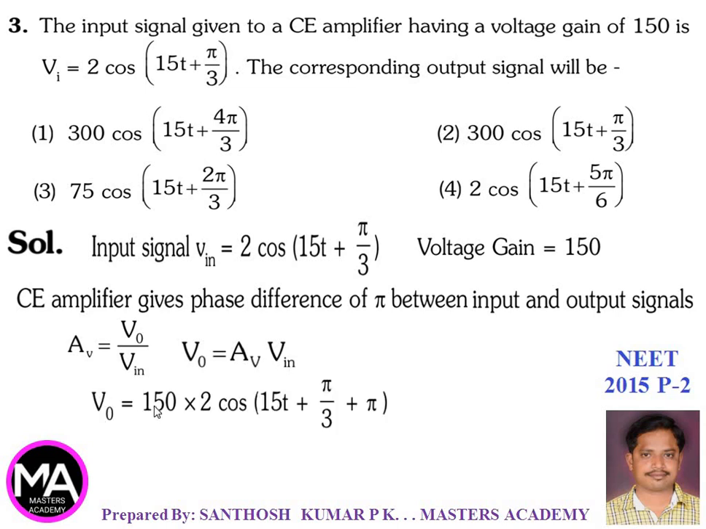V0 is equal to 150 into Vin, which is 2 cos (15t plus pi by 3). Since we have a phase difference of pi, therefore 15t plus pi by 3 plus pi. Therefore, V0 is equal to 150 into 2, that is 300, into cos (15t plus pi by 3 plus pi), which is 4 pi by 3, which is there in option first one.